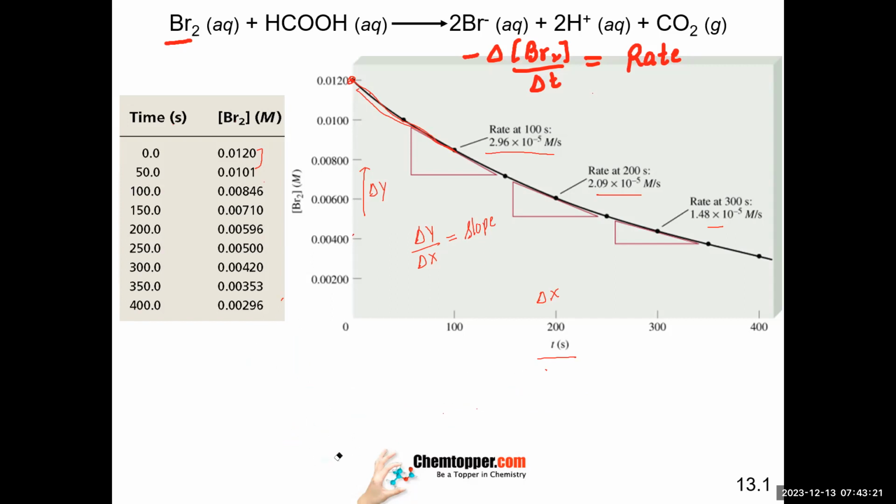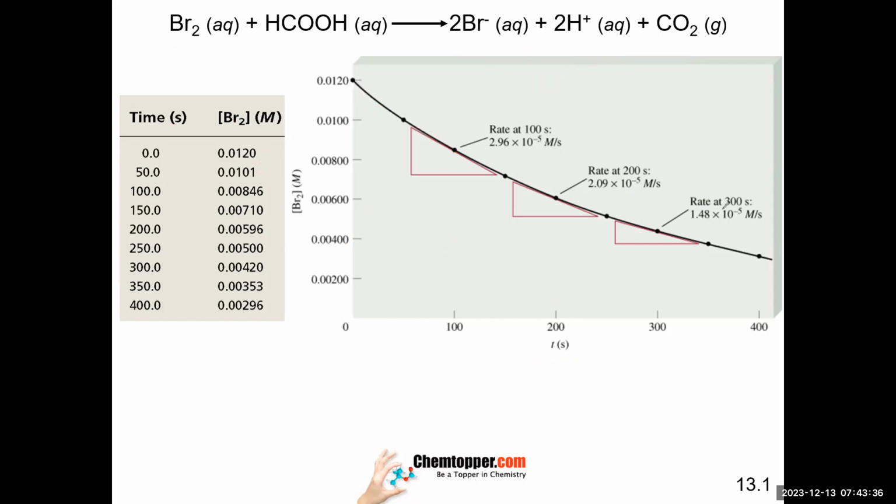So here, initially, the drop in the concentration is high. This drop is high. And finally, the drop is very less. So what I'm trying to tell you is that this is not a constant rate. The rate is continuously changing. You can see that. These are slopes. The rate is continuously changing. If the rate is continuously changing, then how do we express the rate of a reaction?